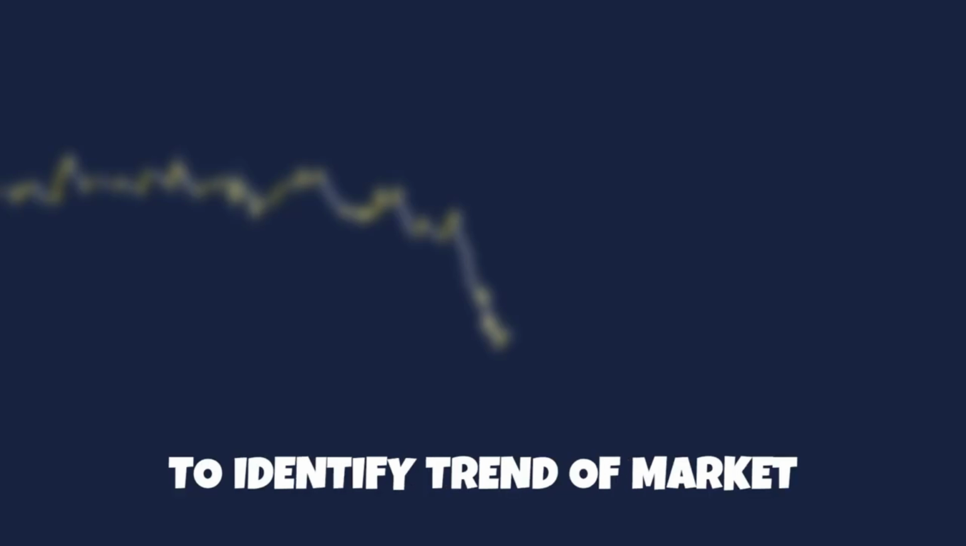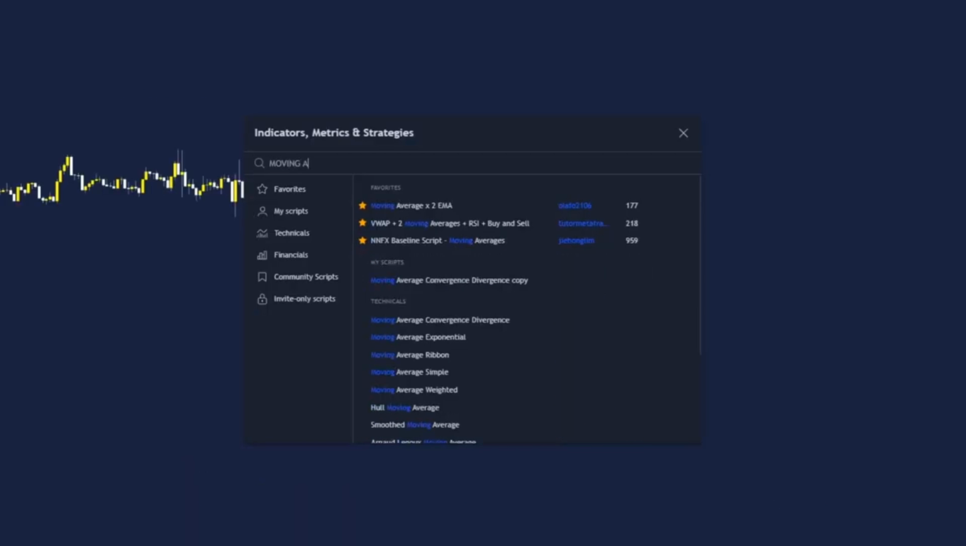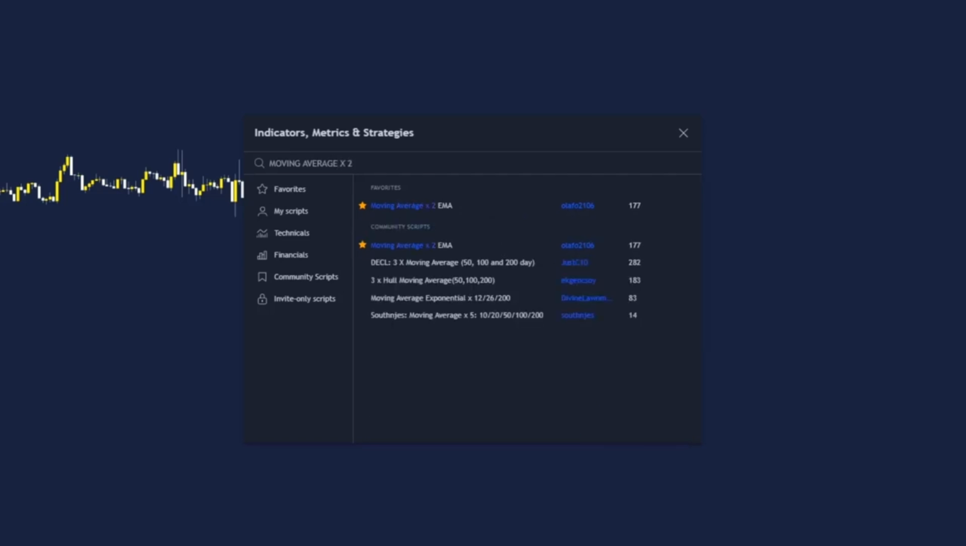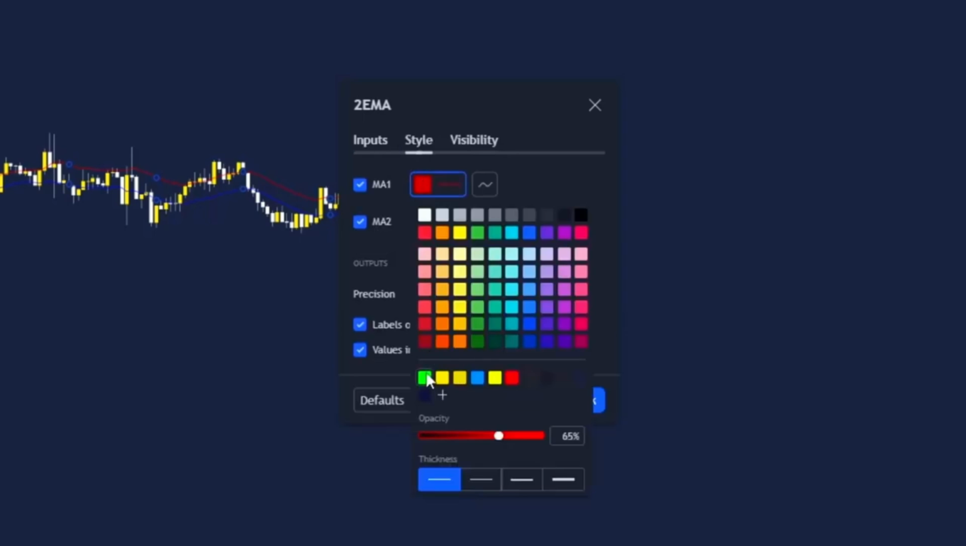The first indicator we will be adding is a moving average combination. We will use this to identify the trend of the market and prepare for signals. Click the indicators tab again at the top left, and from here we are going to search moving average times 2. Add this one to your chart. Once it's added, double click on it to open the settings. We are going to be setting both of the moving averages lengths to 20. Set source 1 to high and set source 2 to low. This will mark the moving averages at the highs and lows based on the previous period. I have also changed the color and made the lines more visible.